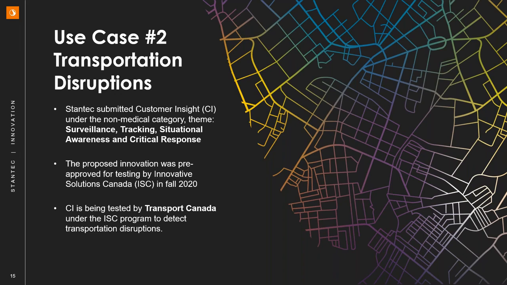It has now been selected by Transport Canada, and we've been working with Transport Canada for the last few weeks in order to build out the use case, to see if we can use social media data in order to detect major disruptions within supply chains and transportation issues that are coming and affecting Canada.